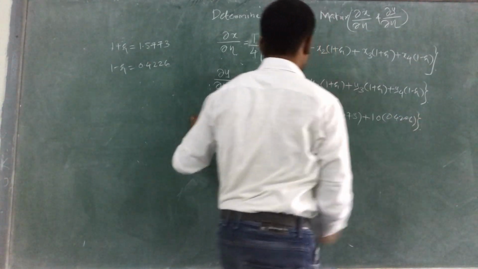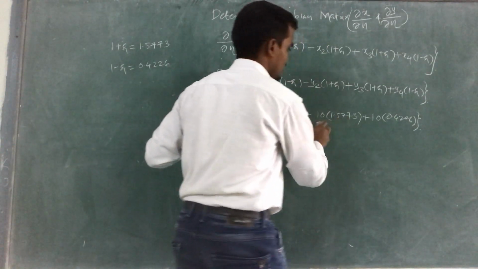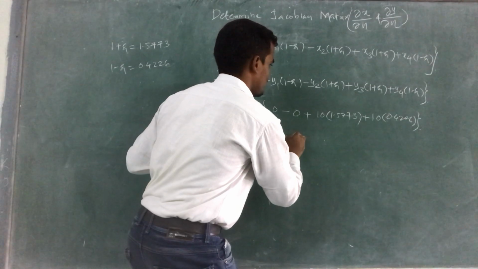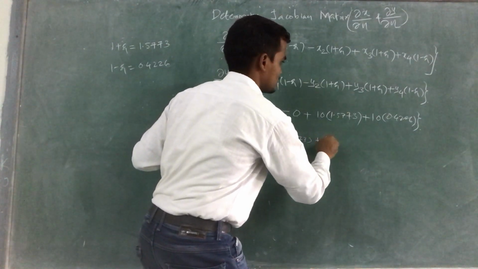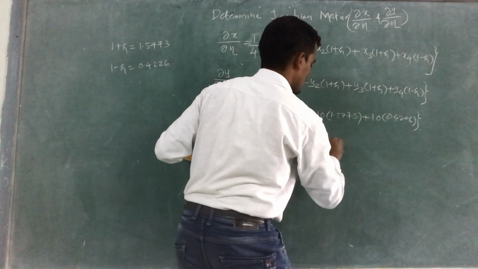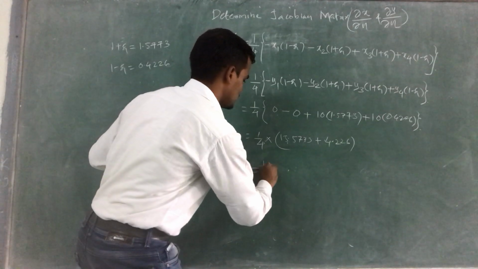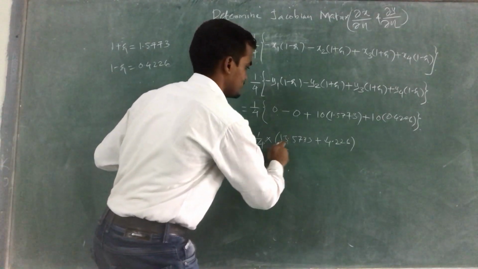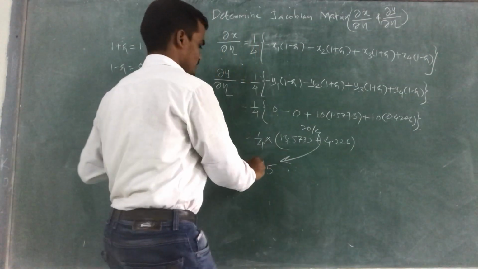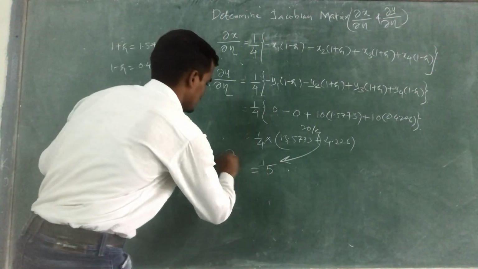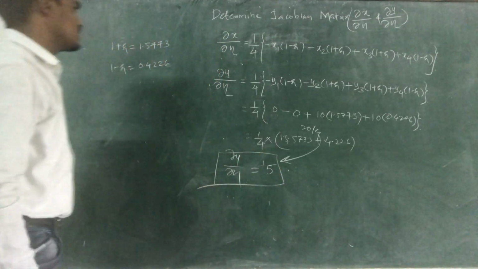So you will get 1 by 4 into 10 into this 1.5773 plus 10 into this 0.4226. And if you calculate this, you will get 15 plus 5, 20. 20 by 4 equal to 5. So dou y by dou eta value equal to 5. So in this way you will get these 4 values.